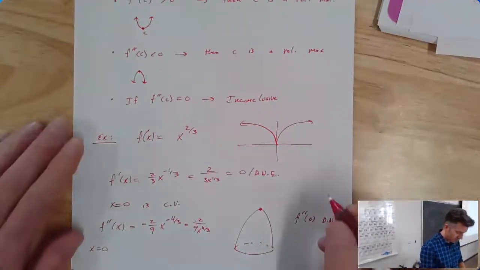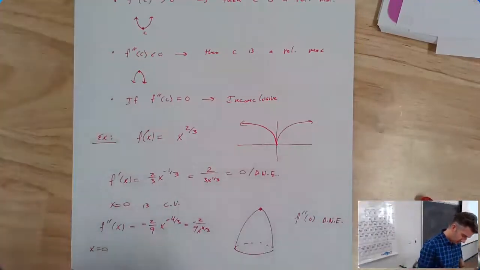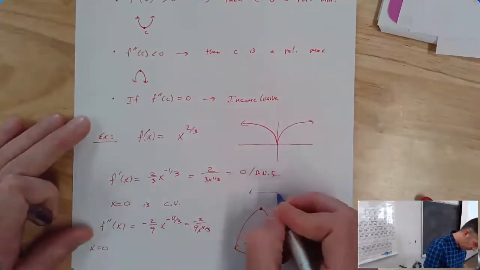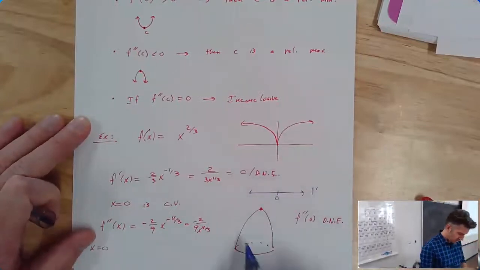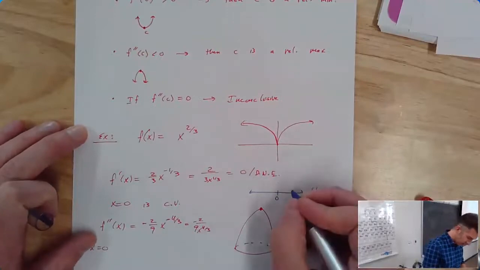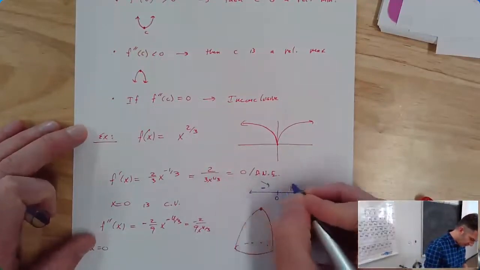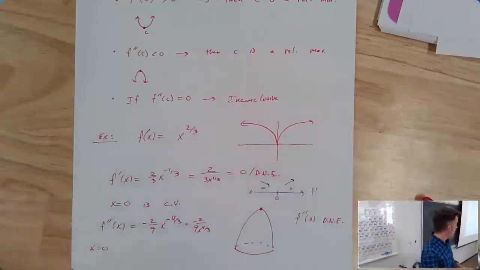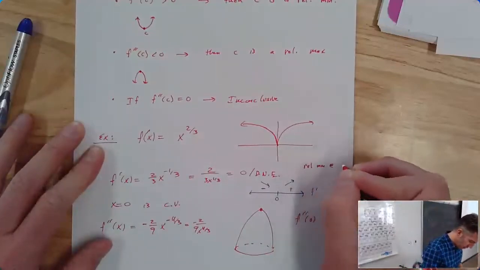So some sign charts here for my first derivative. So my first derivative, I can see that if I plug in something bigger than 0, it's going to be positive. Plug in something less than 0, it's going to be negative. We're decreasing, then increasing. We definitely have a relative minimum at 0, 0, which we can also see from the graph.